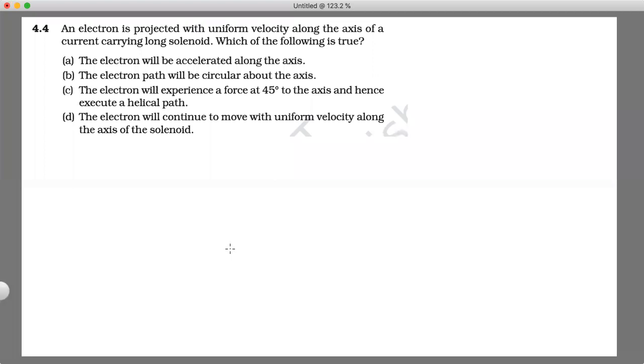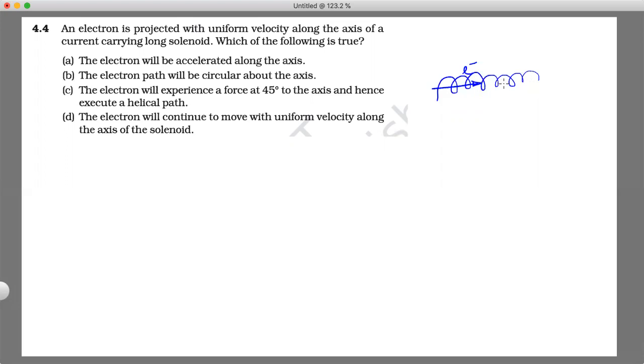So an electron is projected with uniform velocity along the axis of a current carrying long solenoid. Okay, so there is a long solenoid which is current carrying like this, and an electron is projected. Will the electron be accelerated? Will the electron follow a circular path? And then there are some other options. What will happen to the electron? Let's just answer that.